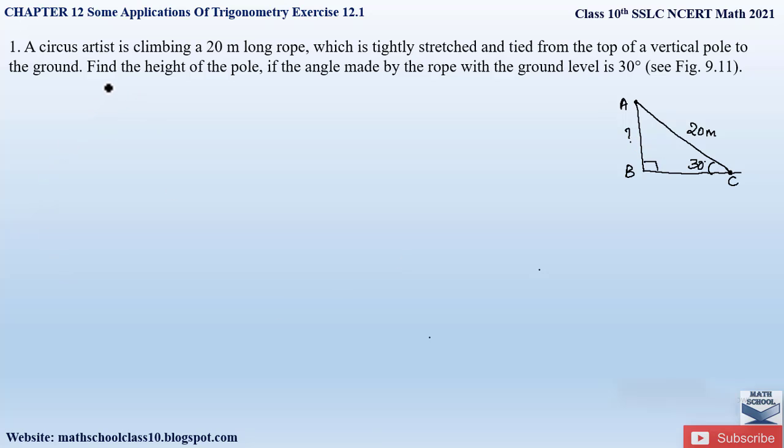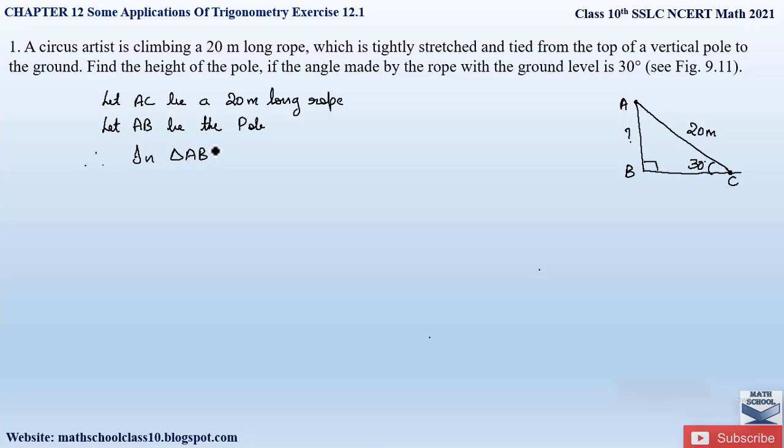Let AC be a 20 meter long rope. Let AB be the pole. So therefore in triangle ABC, angle B is equal to 90 degrees. The pole is vertical to the ground, right? So therefore triangle ABC is a right angle triangle.